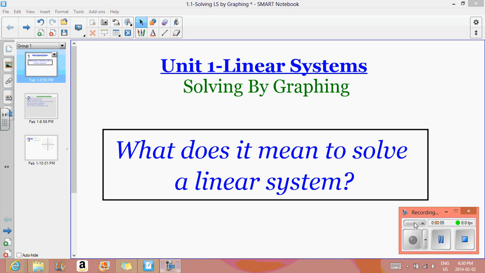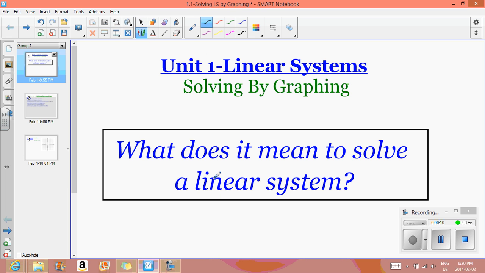For Unit 1 we're going to be solving linear systems, and there are 3 different strategies that you're going to be looking at. The first one we're going to be doing is solving by graphing. So what does it actually mean to solve a linear system? Well, that means that you are determining the point of intersection. And POI is what we can use for short for point of intersection.